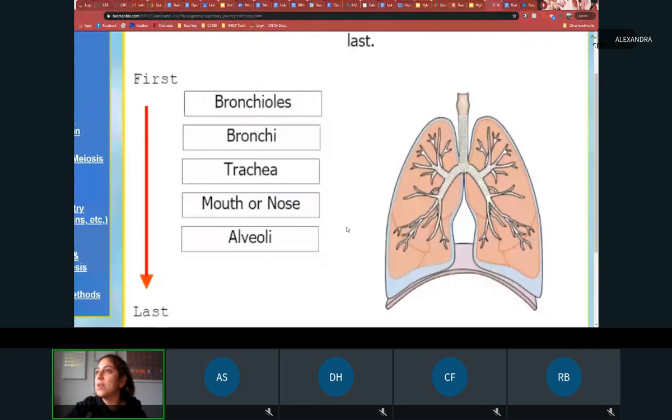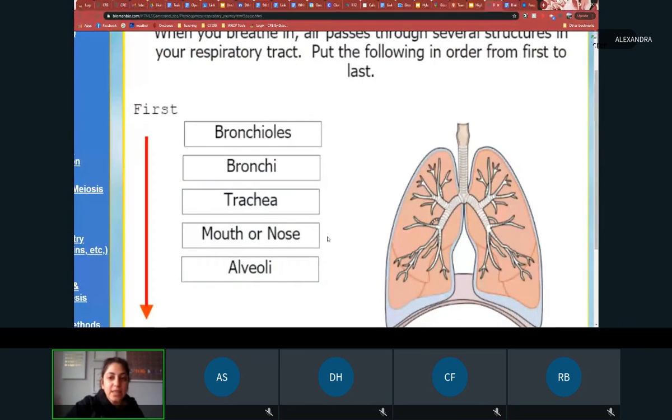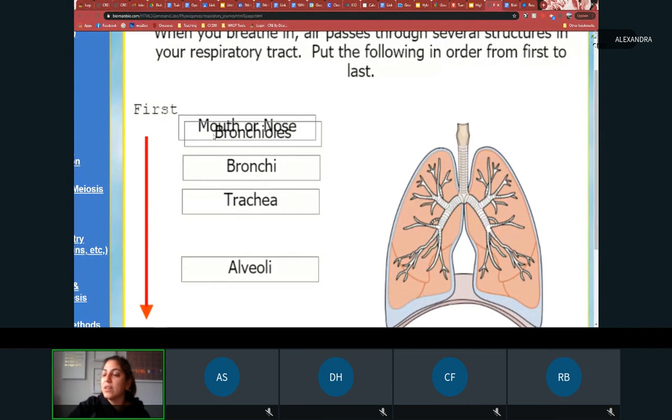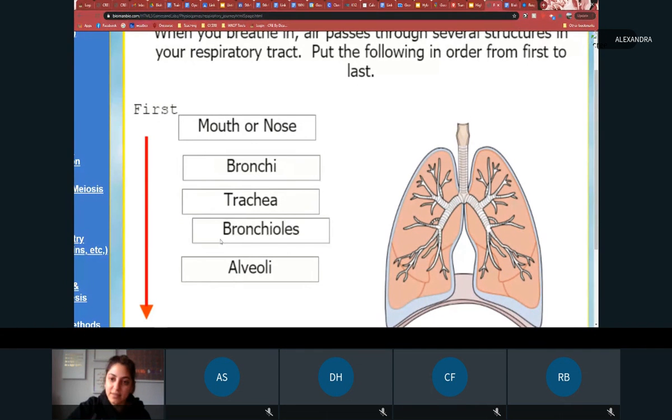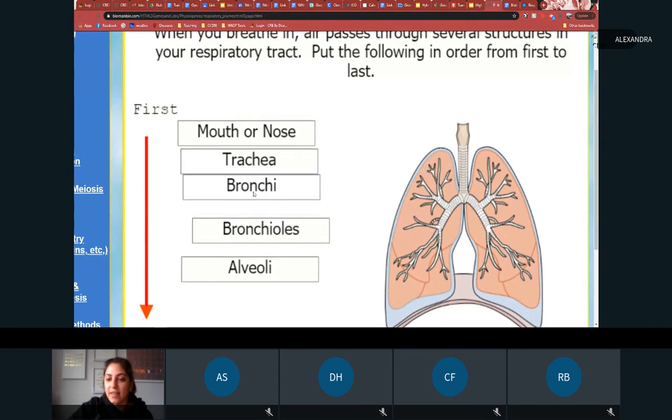Okay, when you breathe in, air passes through several structures in your respiratory tract. Put the following in order from first to last. What's the first thing that oxygen travels through in your respiratory system? Okay, so we've got the mouth or nose. Good. Lots of people know that mouth or nose is first. Then where does it go? The trachea. Good.